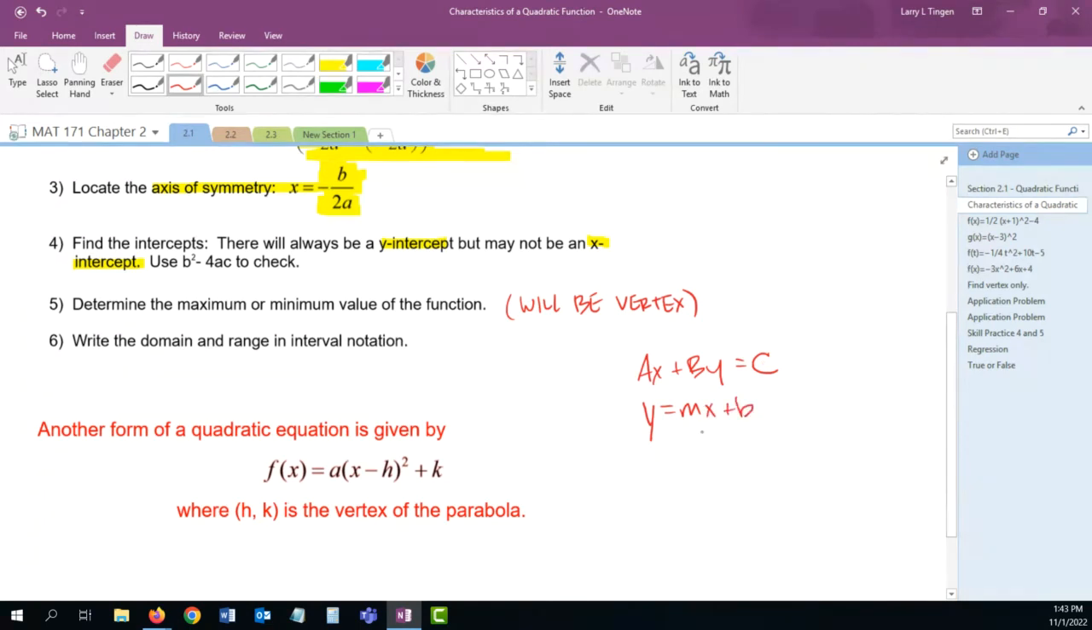If I can get it into this form, suddenly the slope and the y-intercept jump right out at me. Same thing here. If I can take f of x is equal to ax squared plus bx plus c, and get it in this form, rather than having to calculate the vertex using the negative b over 2a stuff, I can just look right here and say, oh, there's the x-coordinate of the vertex, there's the y-coordinate of the vertex. So that's the reason you'll see these in both forms.